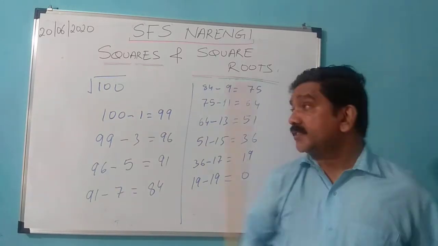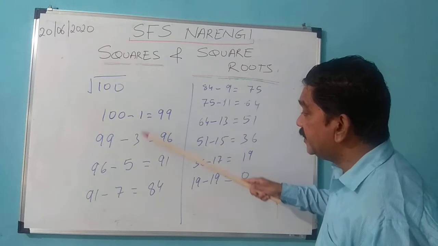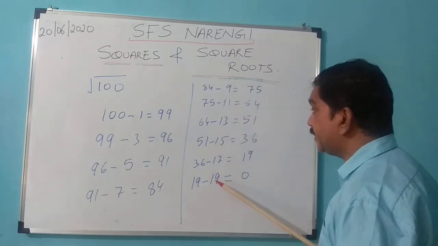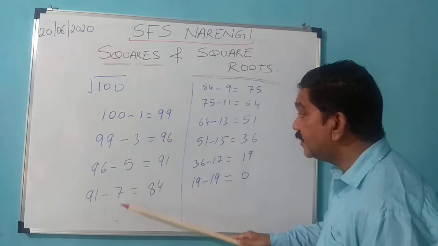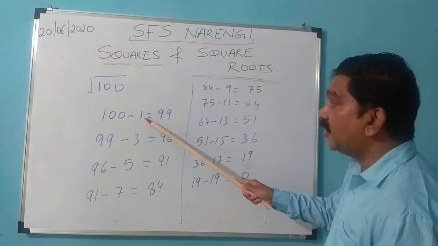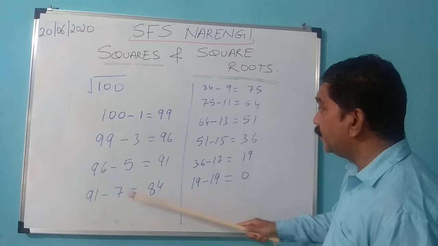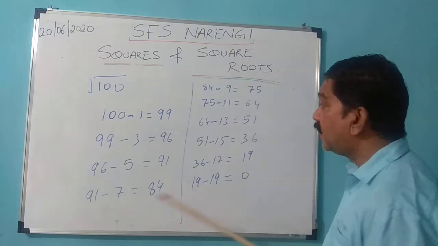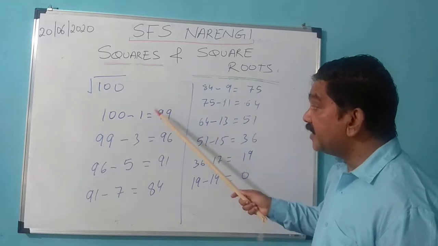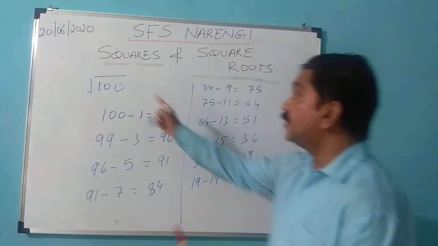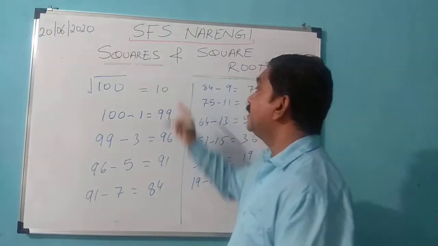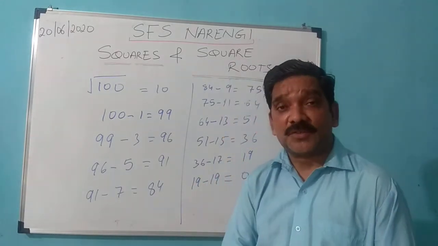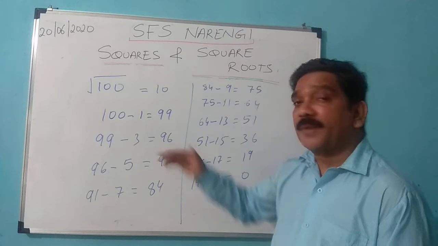Okay, my dear students, now let us see what we have done. We have subtracted 1, 3, 5, 7, 9, 11, 13, 15, 17, 19. All these are odd numbers. The first 10 odd numbers: 1, 2, 3, 4, 5, 6, 7, 8, 9, 10. So therefore the square root of 100 will be 10. This is the way we have to do this. Clear, my dear students? This is called the repeated subtraction method.